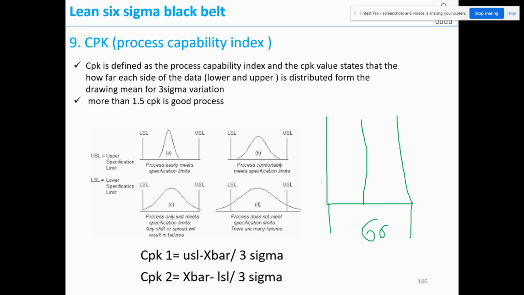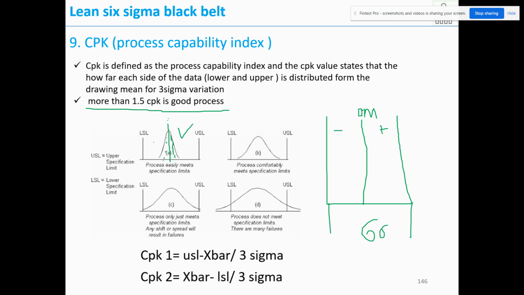So CP we are calculating for the 6 sigma variation with the given tolerance. That is okay. CPK, what we are going to do is we are targeting the drawing mean. This is a drawing mean, and we are going to check how far each data is distributed positive side and negative side from the drawing mean. That means process mean, how far it is deviated from the drawing mean, we are going to check with the CPK. Now, more than 1.5 CPK is a good process. Let us see. Now, if you see positive side, the data is very near to the drawing mean. The negative side also data is very near to the drawing mean.